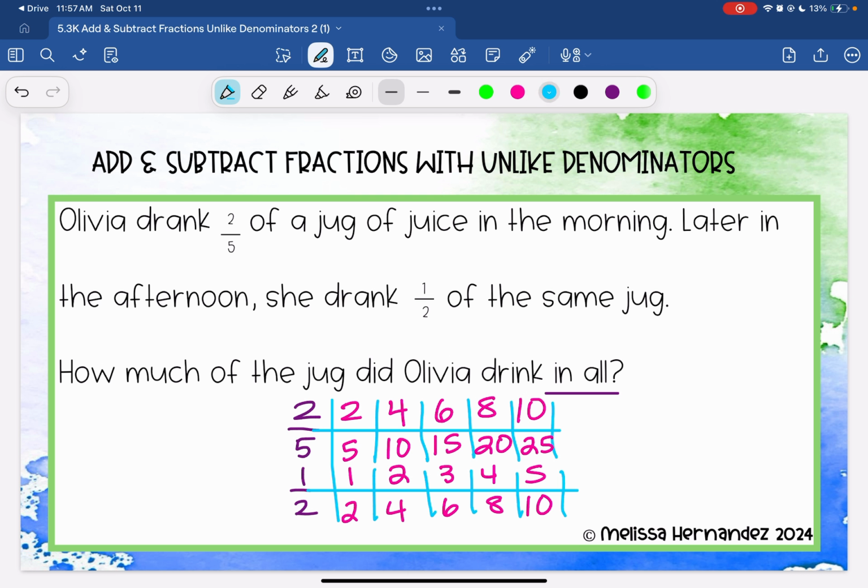So now you notice that the 10 is what matches. So I circled my new equivalent fractions. 4/10 plus 5/10, denominator stays the same. You ended up with 9/10.